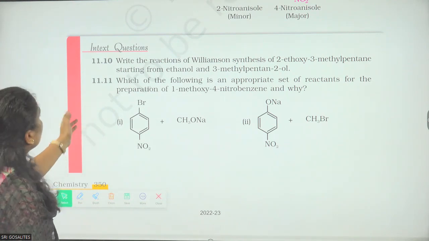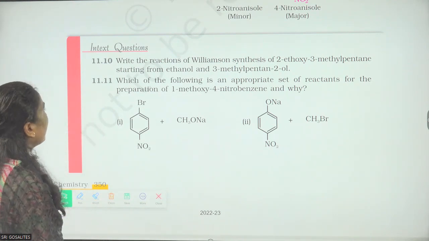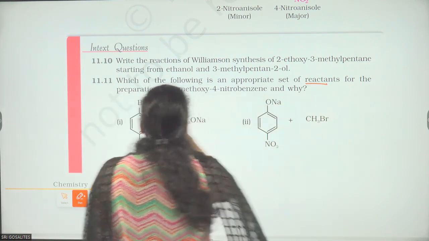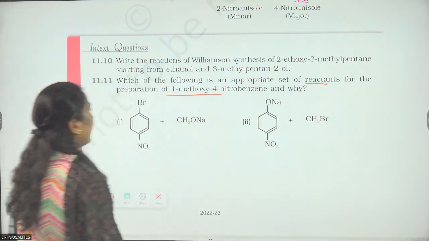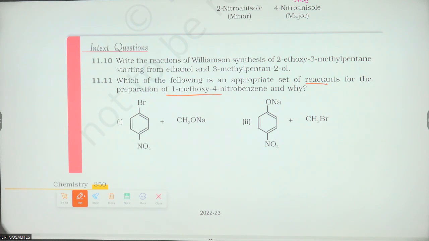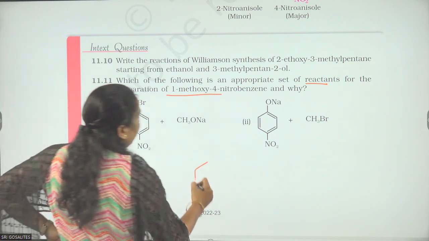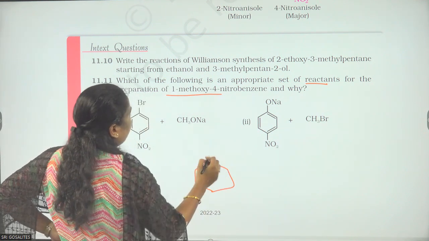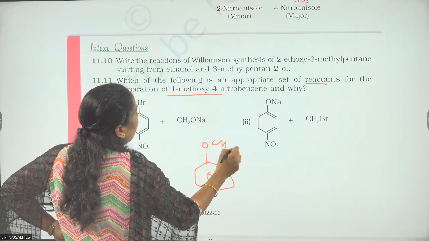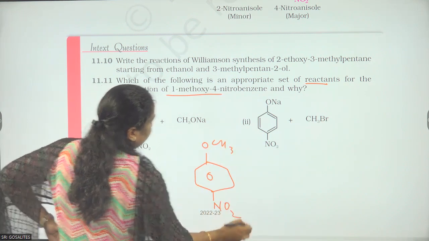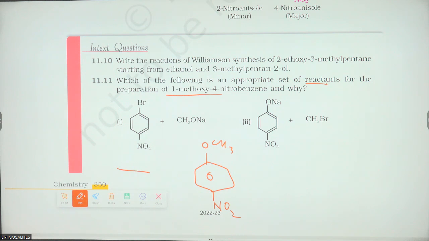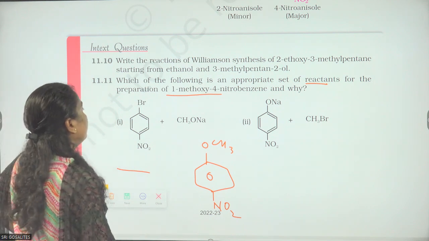Here they have asked which of the following is the appropriate set of reactants for the preparation of 1-methoxy-4-nitrobenzene, and why. You want to make this 1-methoxy-4-nitrobenzene. This is the set of reactants which is given to you. Now the thing is, which one is more suitable?